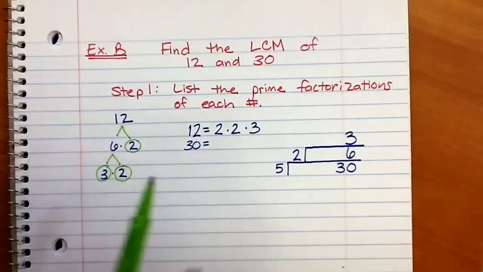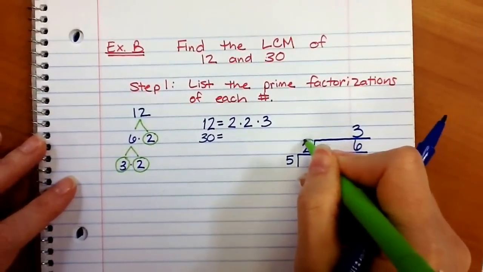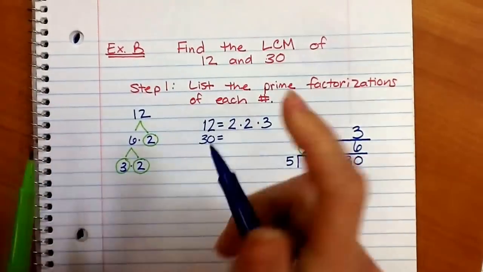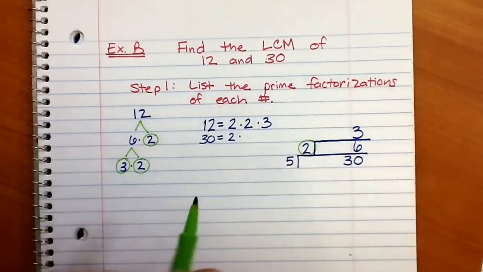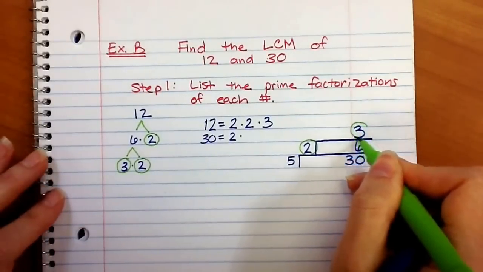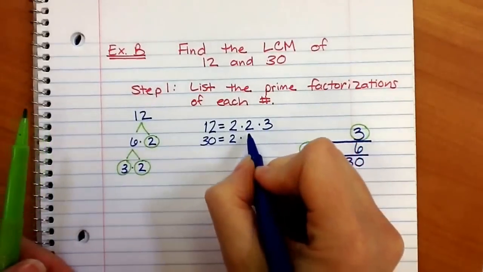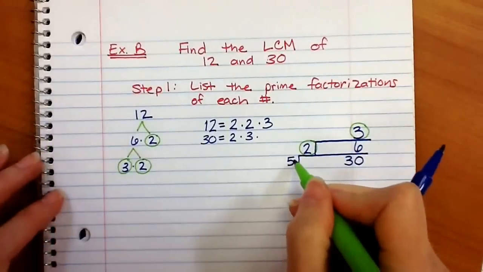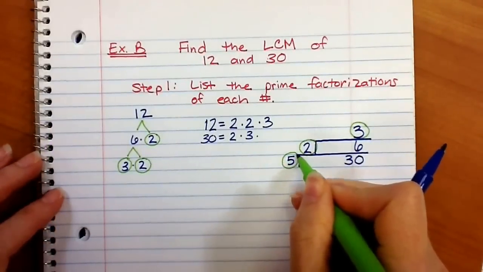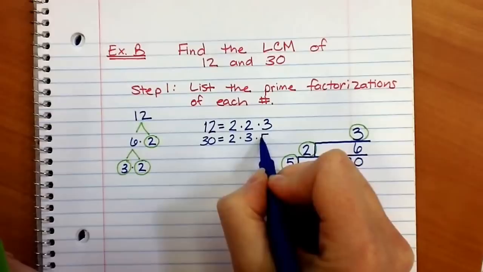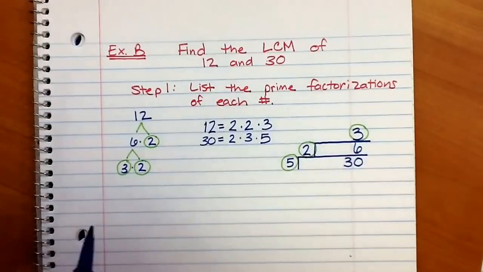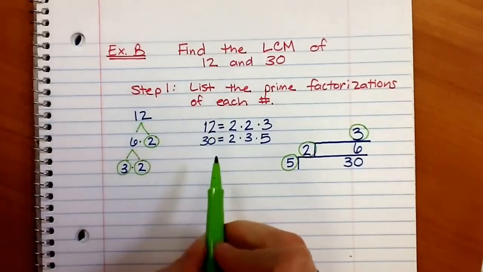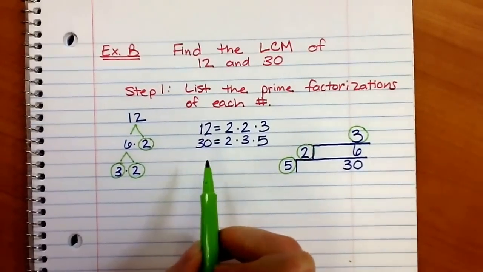equals, and remember, in order, 2 times 3 would come next. 3 times 5. 5 is last. I now have all of my prime factorizations for each of these numbers.